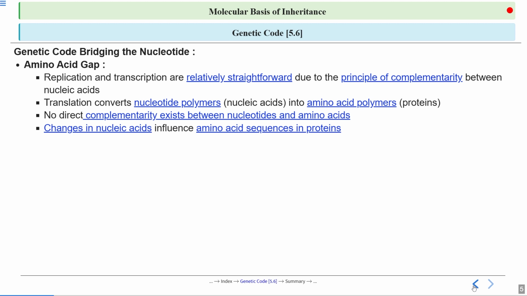Changes in the nucleic acid influence the amino acid sequence in the protein. We know that if there are some changes in this nucleic acid, it is going to affect the amino acid sequence in proteins.